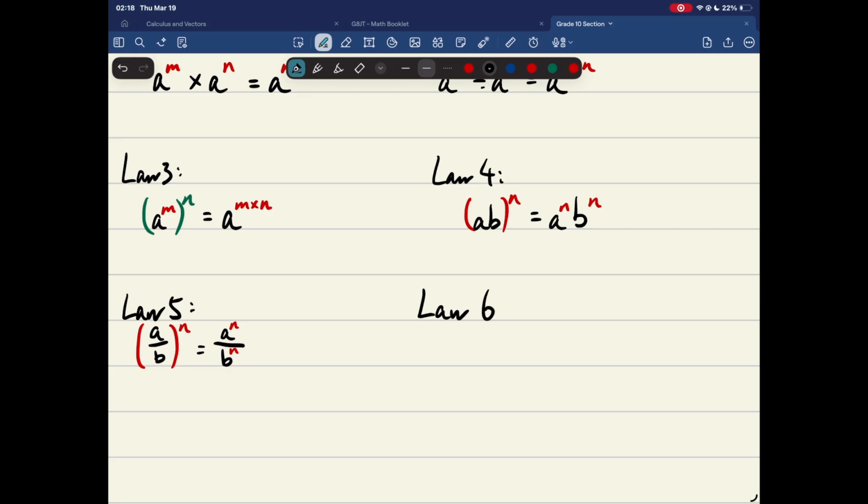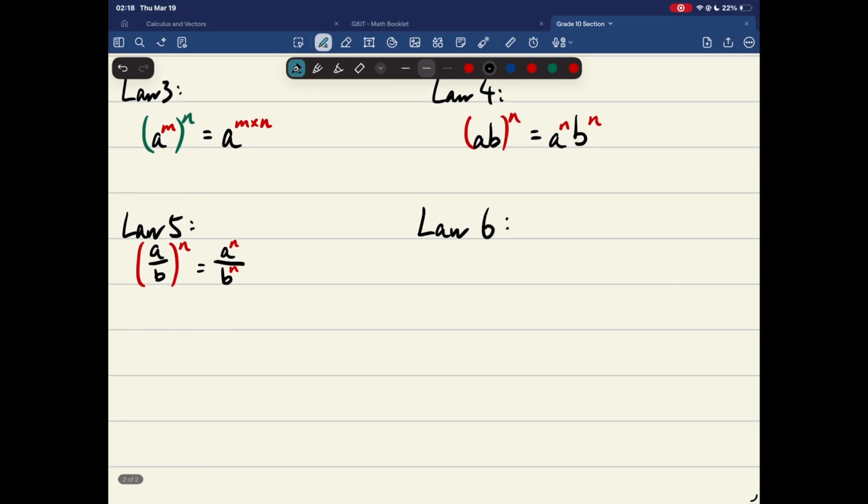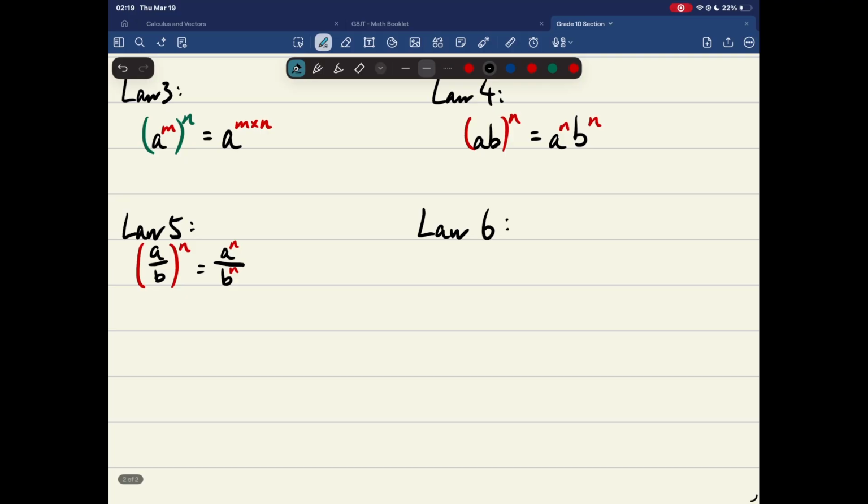And the last law, law 6, will be zero exponent. So any base to the power of 0 is actually equal to 1.